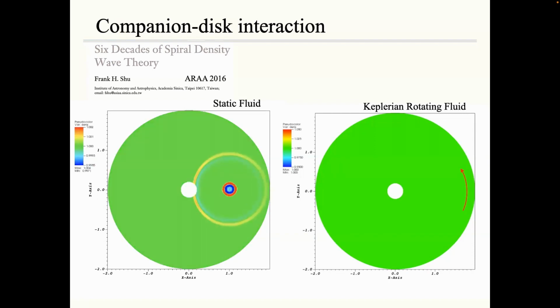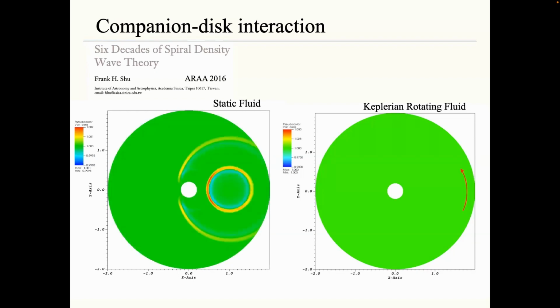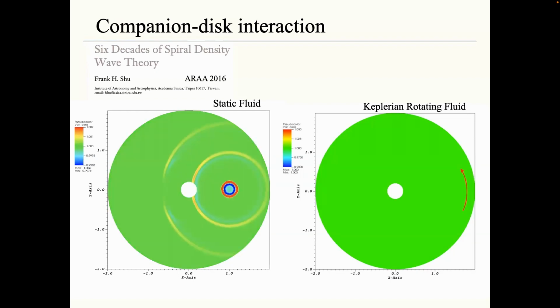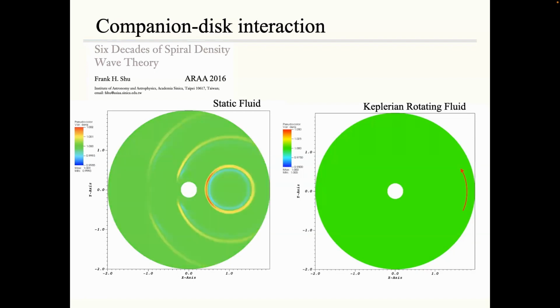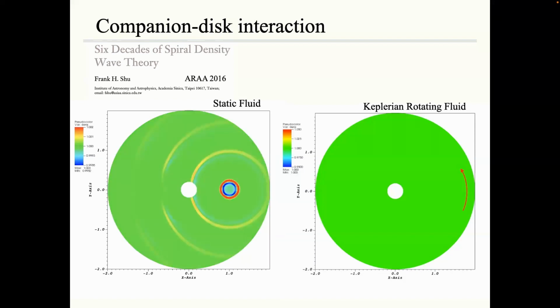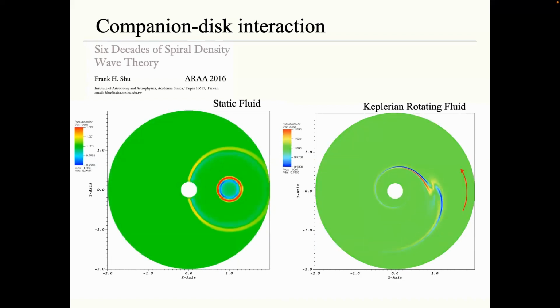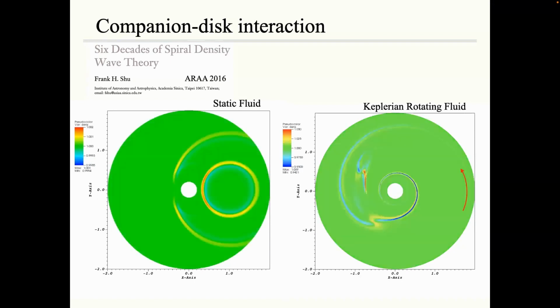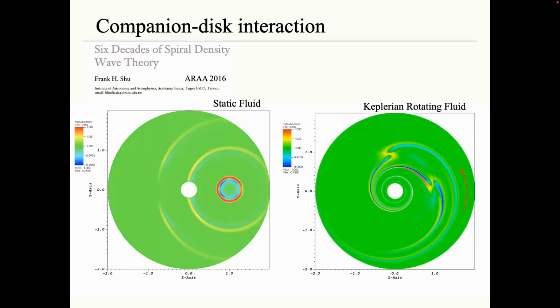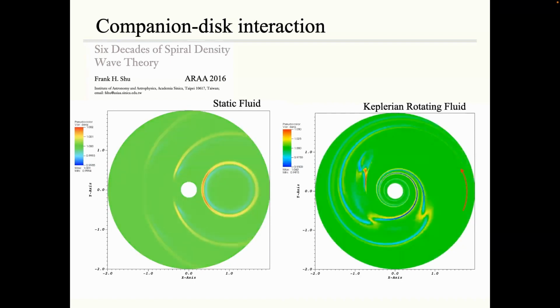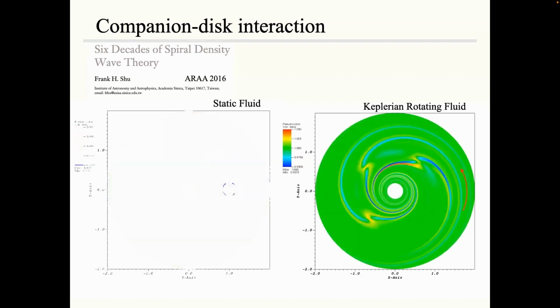But for a Keplerian rotating disk, imagine now you are stirring a whirlpool. The flow is orbiting around the central star at Keplerian speed, and you do the same experiment. You perturb the disk, and the perturbation will actually travel around the central object at Keplerian speed, and the perturbation will also try to propagate in and out. Similar to here, the perturbation will propagate.